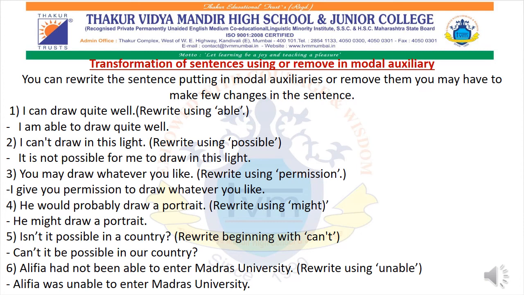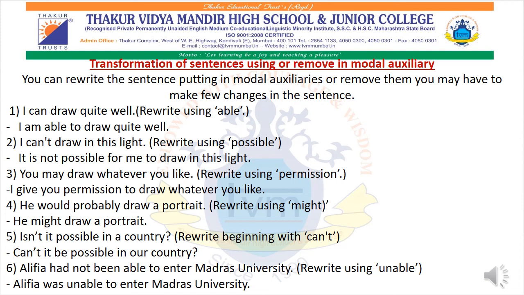For example, see, I can draw quite well. So you have to rewrite using able instead of the word can. The modal auxiliary word is can. So we have to cut down can, and instead of can you have to write able in that particular place, and you have to create a sentence. If you write I able to draw quite well, it doesn't make sense, and therefore I'm using the additional word. Since it's in the present tense, I have used I am able to draw quite well. Instead of can you have used am.